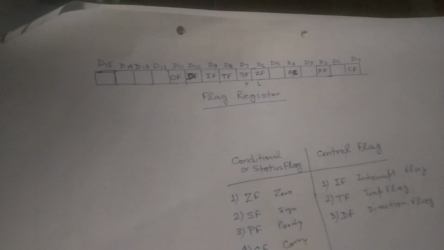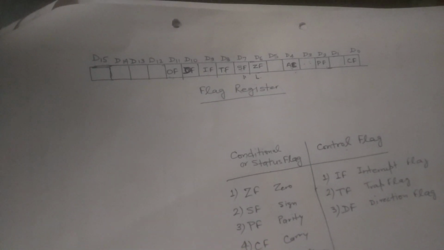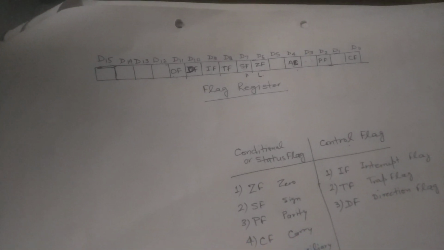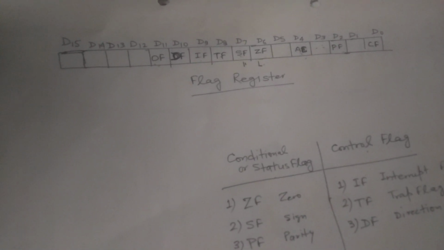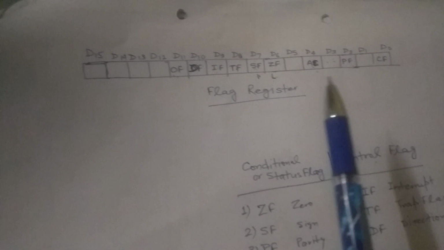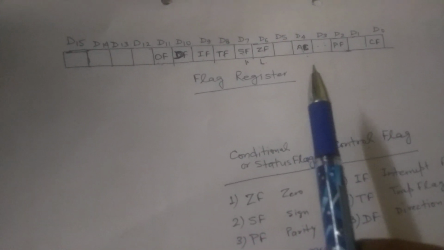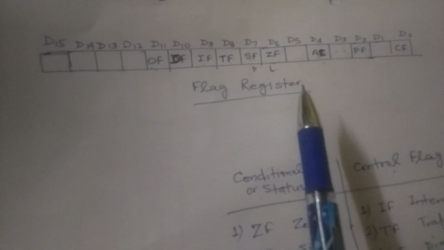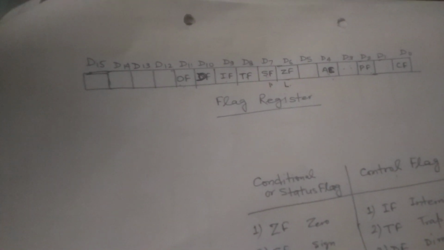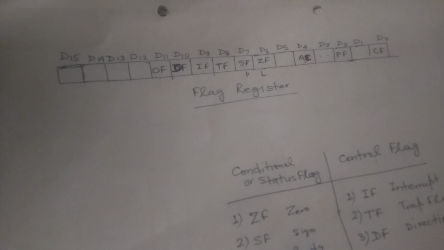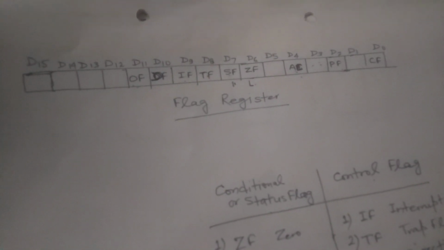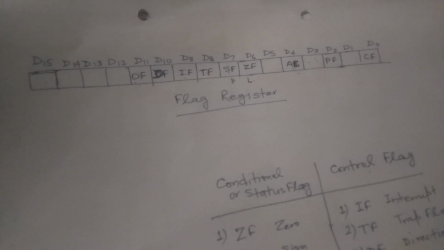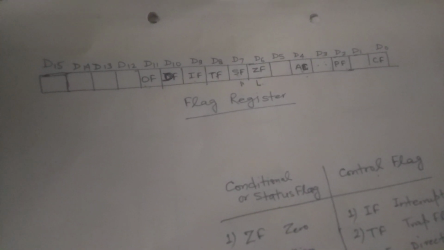Next is the zero flag. The zero flag is set to 1 when the result of any arithmetic or logic operation is 0. It means that if the content of any register becomes 0, then the zero flag will be set to 1. Next conditional flag is the sign flag. This flag is used to show the sign of a number. If this is set to 1, then the number is negative, otherwise the number is positive.